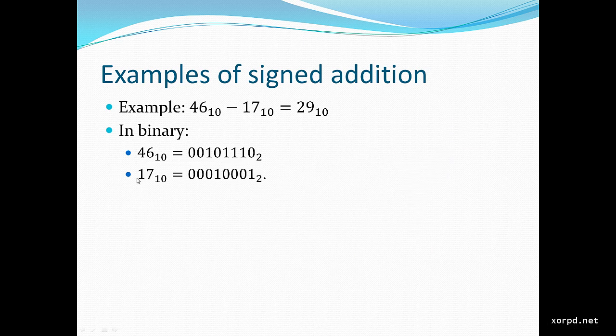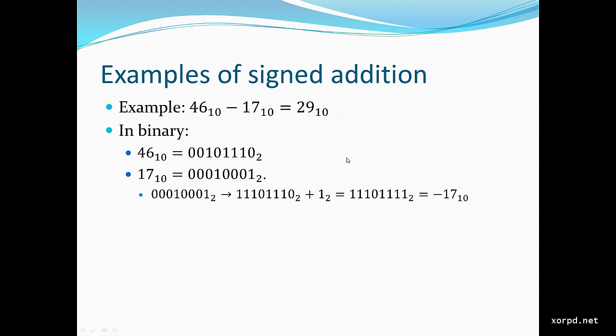Now the second one, 17. We get this representation in binary notation. Now we go through the 2's complement to get the negative representation of it. And it looks something like this.